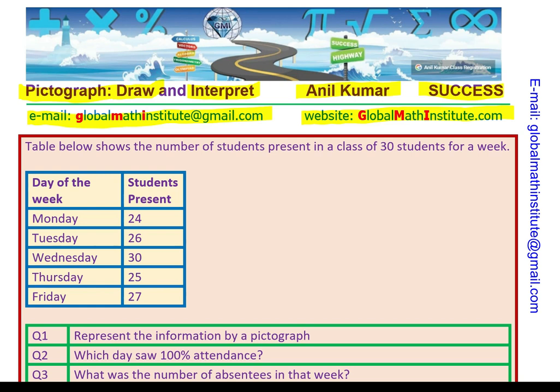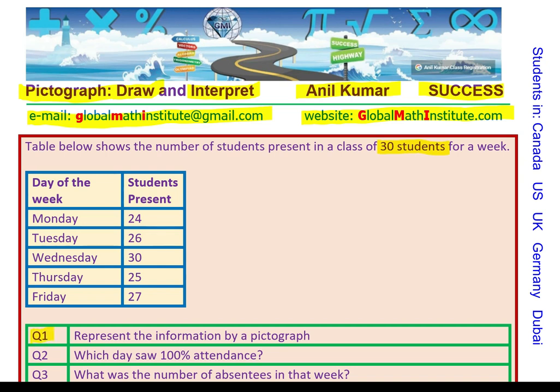Perfect. So let's begin. The table below shows the number of students present in a class of 30 students for a week. So the important information given is being highlighted: 30 students. Now, the table shows the day of the week and students present: Monday, Tuesday, Wednesday, Thursday, Friday. 24, 26, 30, 25, and 27 are the number of students present during these days, respectively.